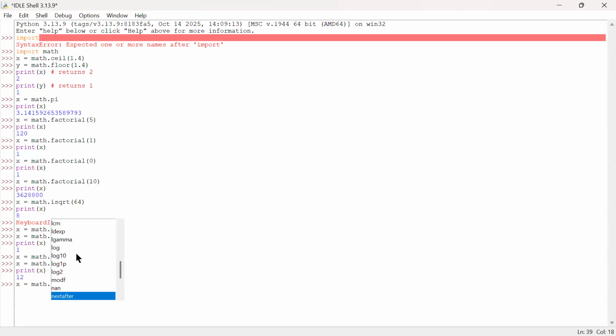Let's do that log 10. That one that has log 10. I may not say too much about it, but let's just do that one. Log 10. Have you seen it? I think it should only take one number. Returns the base 10 logarithm of x.